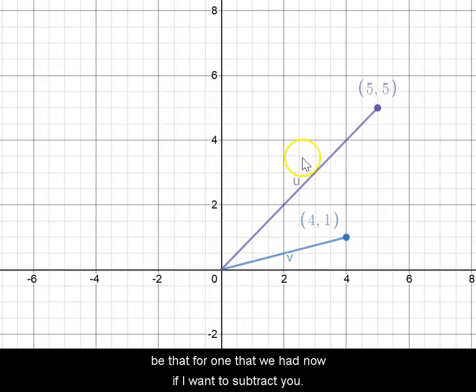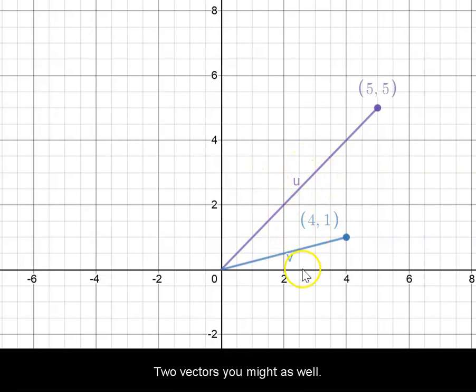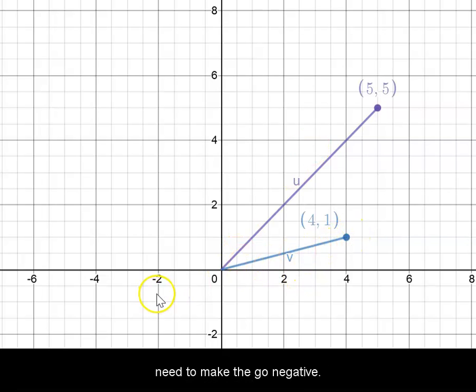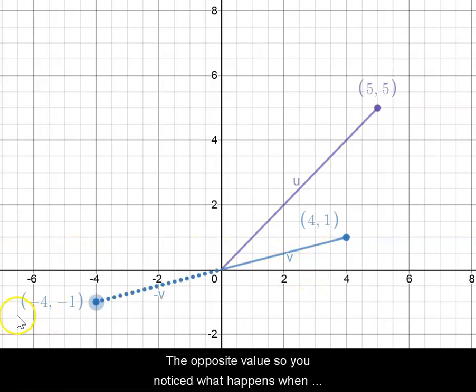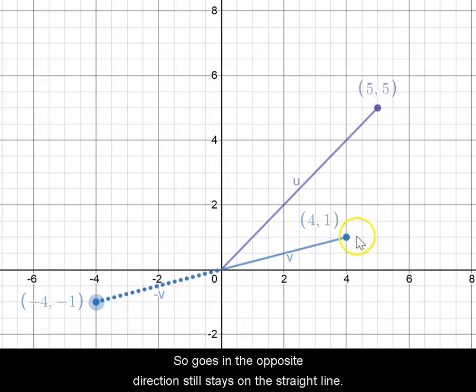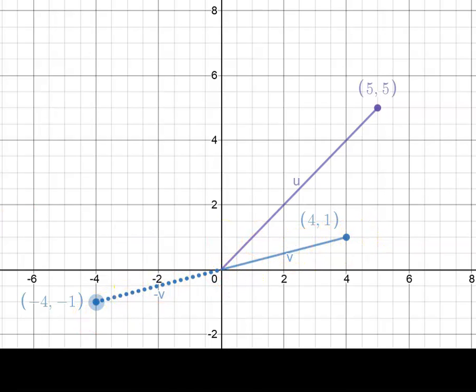Now, if I want to subtract these 2 vectors, u minus v, I would take my v, just like we saw in the presentation, where it was a plus b or a plus negative b. I need to make v go negative, right? So it needs to be the opposite value. So if you notice what happens when it goes in the opposite value is that the values inside change. You're basically multiplying everything by -1, right? So it goes in the opposite direction. You notice it still stays on a straight line, okay?